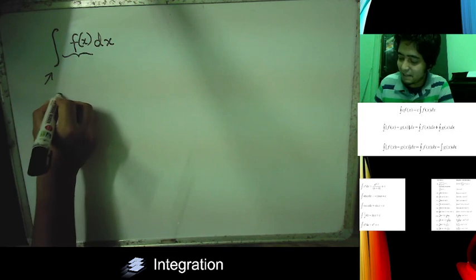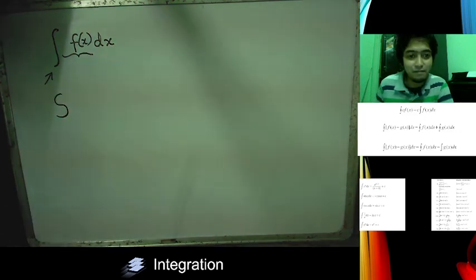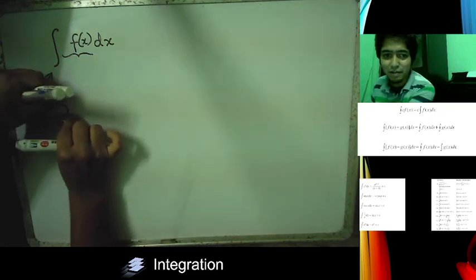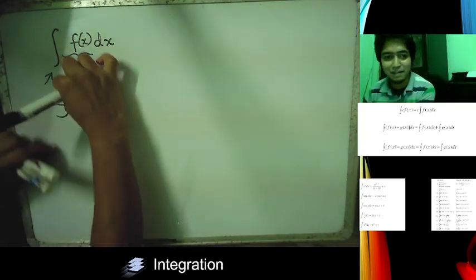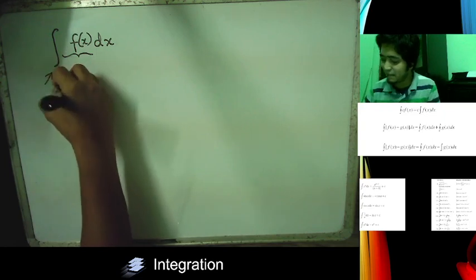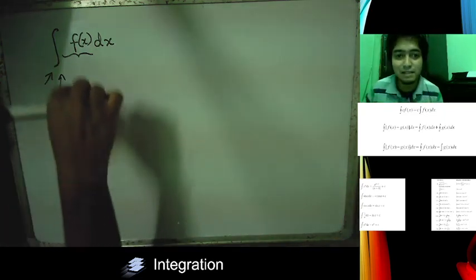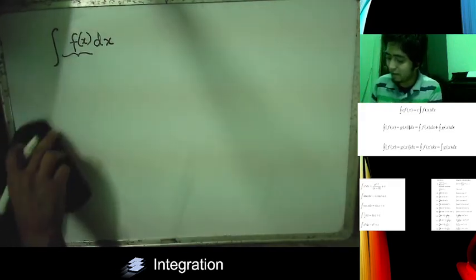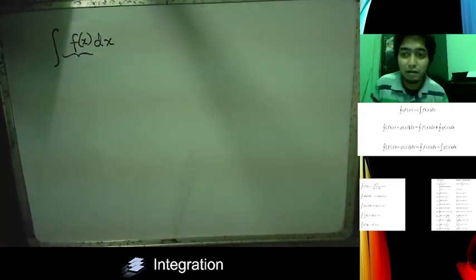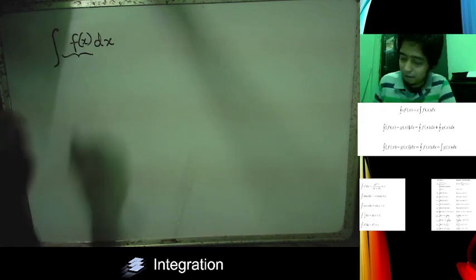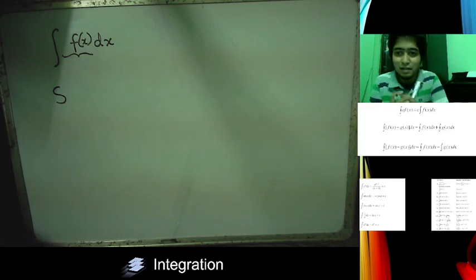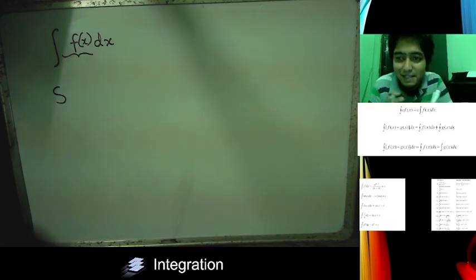Again, I repeat, you may have learned in your earlier classes that this integral symbol is just an extension of S. If you elongate it, pulling one end from this side and one from the other side, you will get this symbol. You may have learned about that. So why exactly does it come from S? Because integration is basically summation.